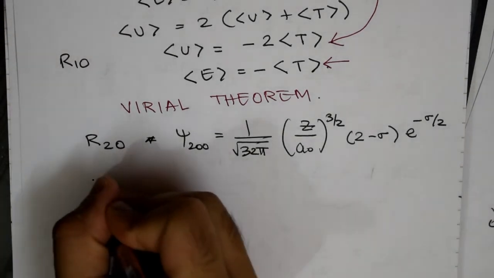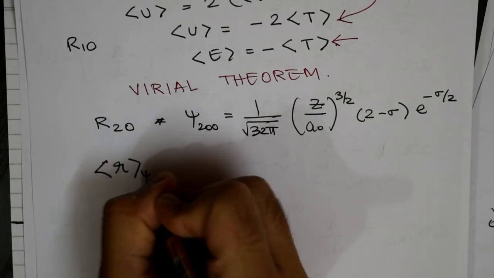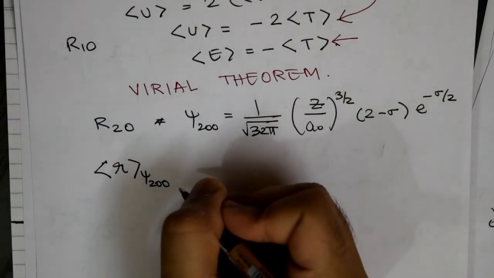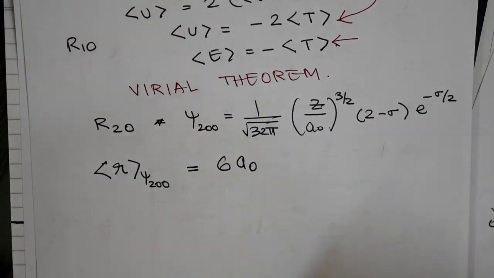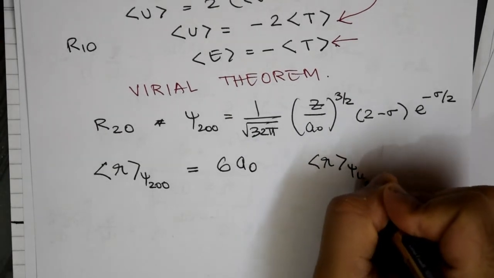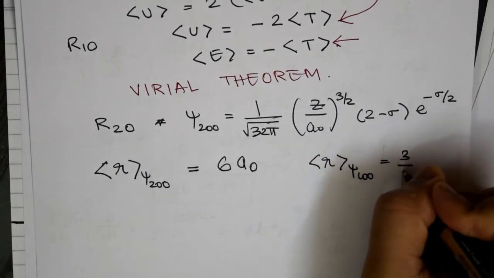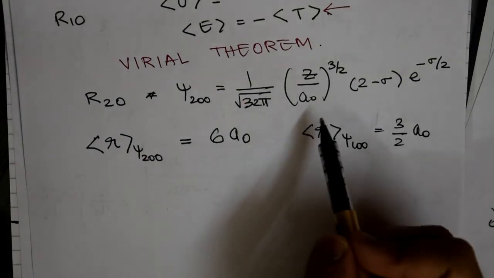Similarly, when you calculate the expectation value of r, you would be amazed to know you will get something like 6a0. What did we find for the psi 100? You got something like 3 by 2 a0. Okay, of course, sit and simply solve this.